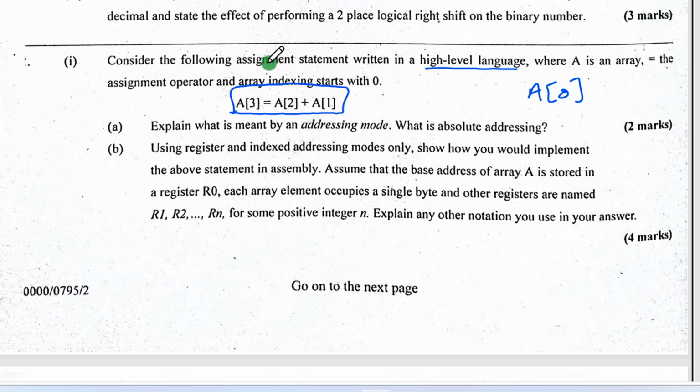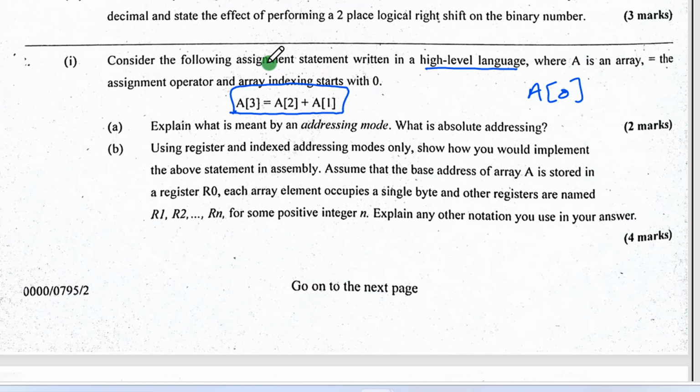Question 1, or let me say A, they say explain what is meant by addressing mode. We did that already, so no stress. So addressing mode in fact is a way of showing the location of the operand value on which an operation will be performed. It's all. So it's just a way to show the location of the operand value on which the operation will be performed.